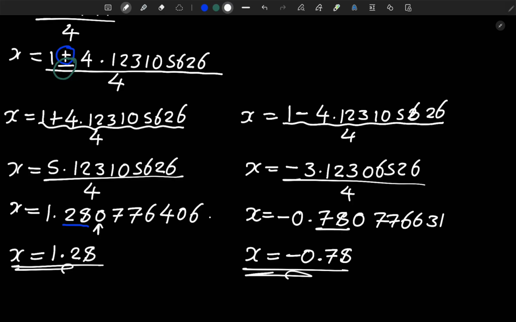So another myth that I would like to correct here is that the values of x can all be positive, or they can all be negative, or one can be positive, one can be negative. So it depends on the question that you are given.